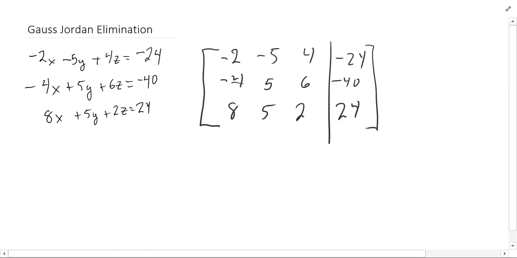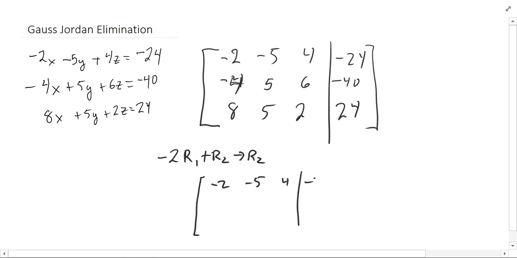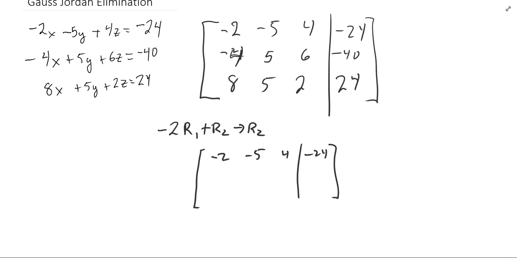My goal is to first fix this first column, make it something, 0, 0. So if I multiply negative 2 times row 1 and add it to row 2, putting that back into the row 2 spot, that will create a 0 there in that second row. So I'm going to get negative 2, negative 5, 4, negative 24. I'm going to leave the first row the same. I'm going to modify the second row here.